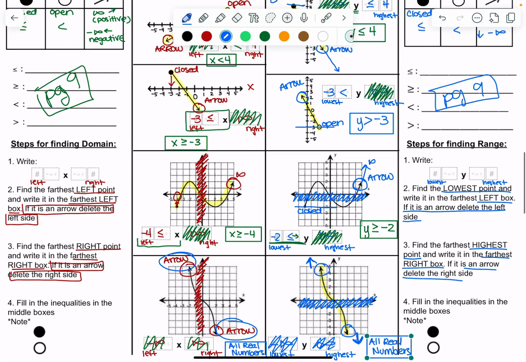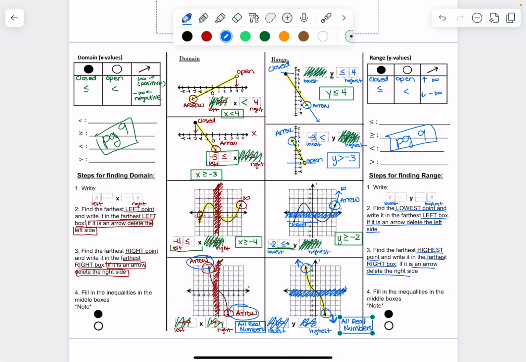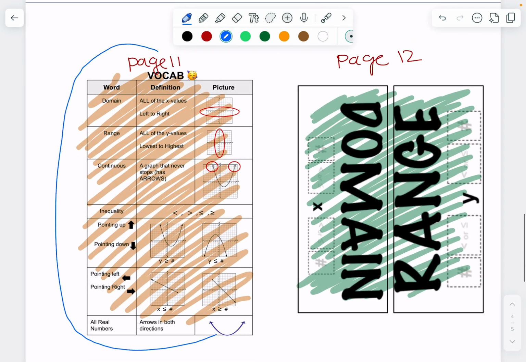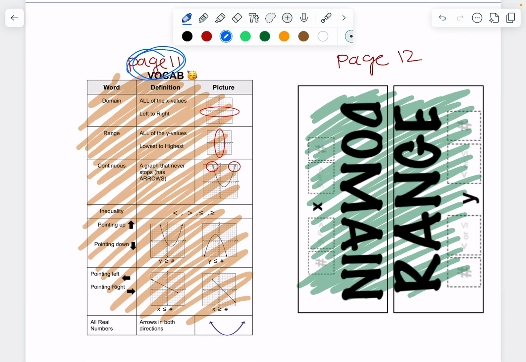And that's how we do domain and range for continuous functions with arrows, okay? So if you are in Miss Fisher's class, you are going to glue this orange one on page 11 and the green one on page 12.